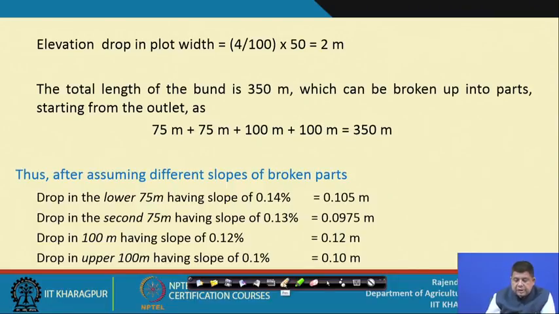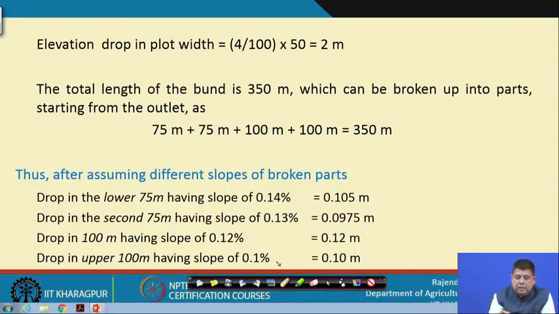And total elevation drop will be, plot width is 4% slope over 50 meter is 2 meters. The total length of bund is 350 meters. So, what we are doing as a variation, we can say that we are breaking that into 4 different parts, 5 meter, 75 meter, 100 meter, 100 meter, and we are saying that the variable slope is provided.